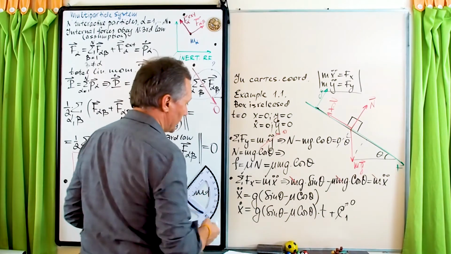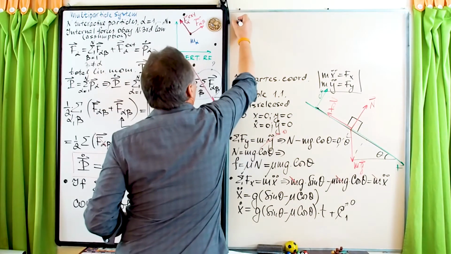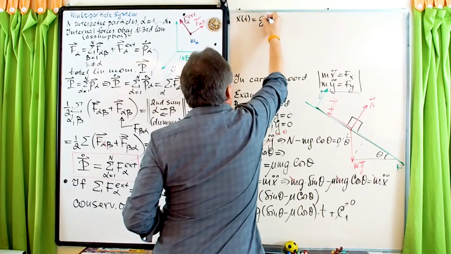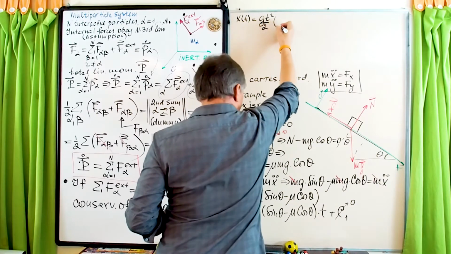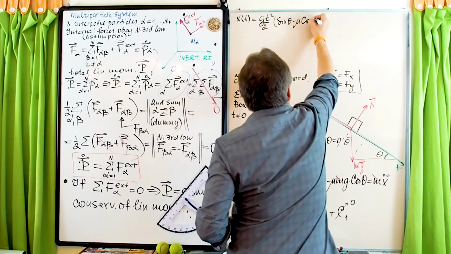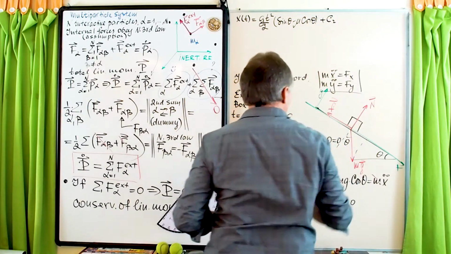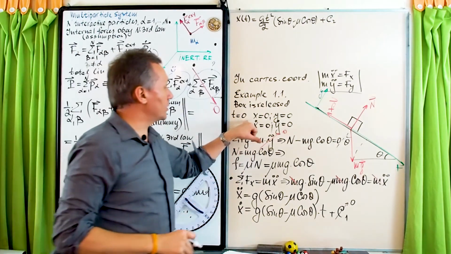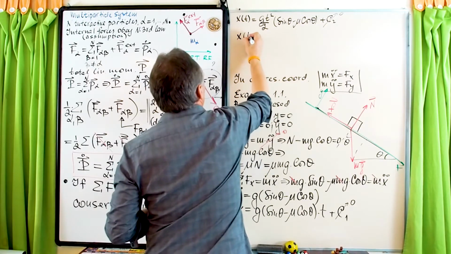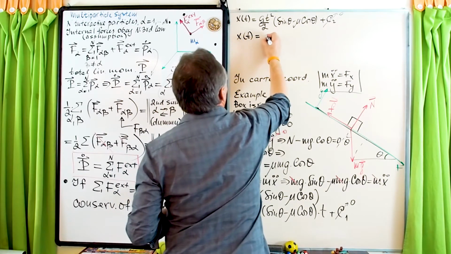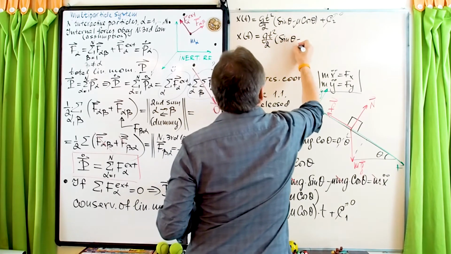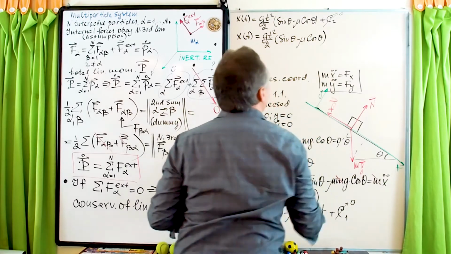As a result, we can integrate one more time. We will get x as a function of time. It will be g t squared over 2, and that bracket sine theta minus mu cosine theta, and again plus a new constant, but again that constant will be 0 because the initial position is 0. Right? As a result, we're getting a function of how x changes with time: g t squared over 2 times sine theta minus mu cosine theta.